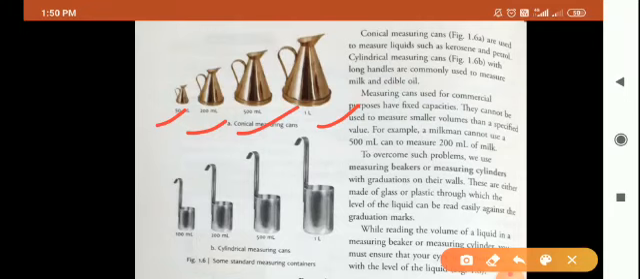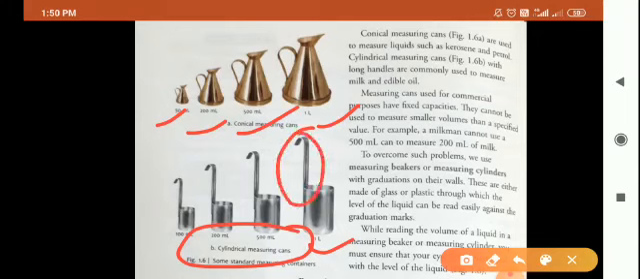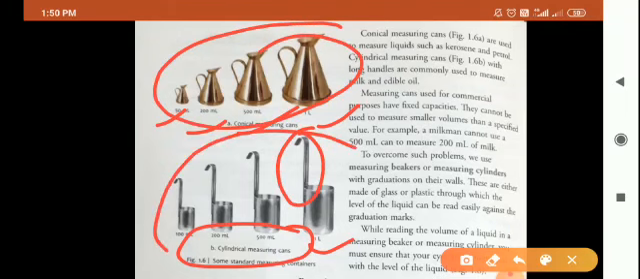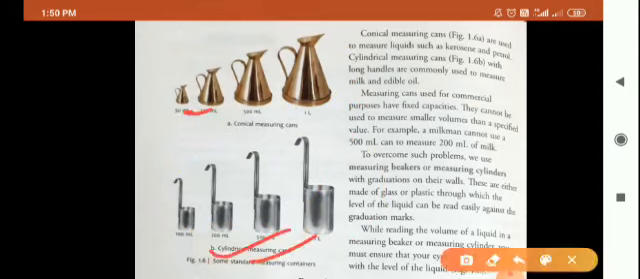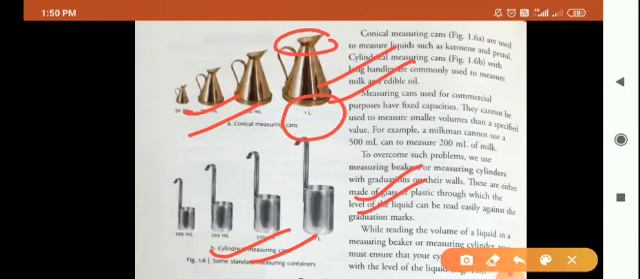But suppose if you have to measure milk or edible oil, for that purpose, which type of cans are you going to use? Cylindrical measuring cans. Cylindrical measuring cans have long handles. So this is your conical measuring cans and these are your cylindrical measuring cans, and they are mainly used for measuring milk and edible oil. And children, one more thing, they are of fixed capacities. Means if 1 liter is written on it, it can measure the volume till 1 liter only. They have fixed capacities.